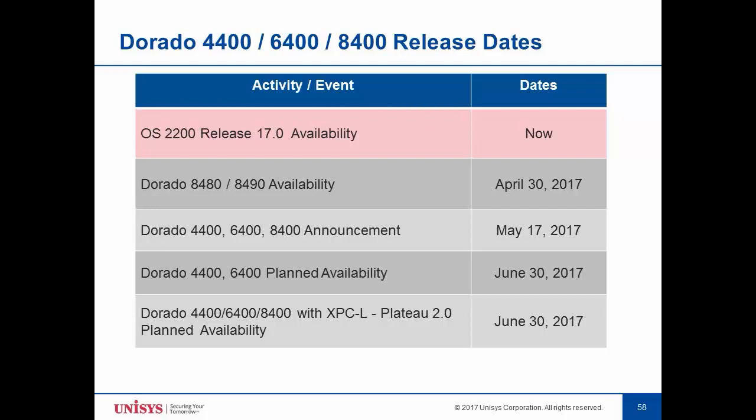And any of these systems with the XPCL connectivity, what we call Plateau 2 for the Dorado 44, 64, and 8400, will also be available starting at the end of June.